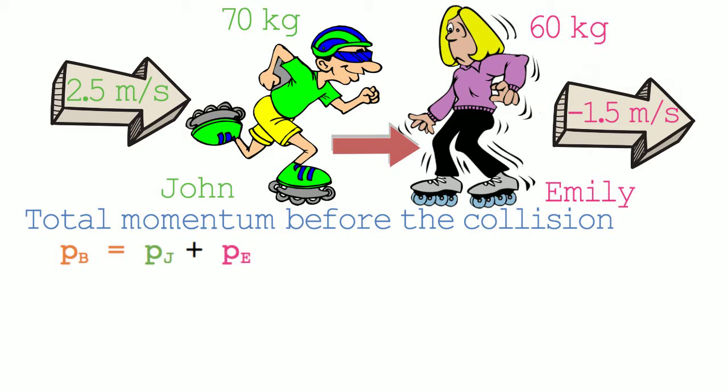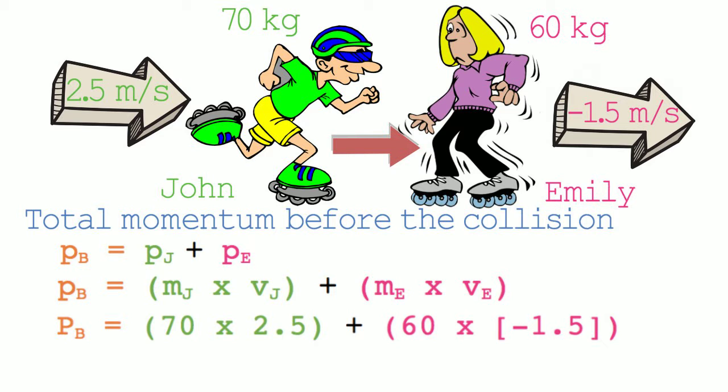To work out PJ, we do the mass of John times John's velocity. So we do 70 times 2.5. Similarly, to work out the momentum of Emily, we do the mass of Emily times the velocity of Emily.